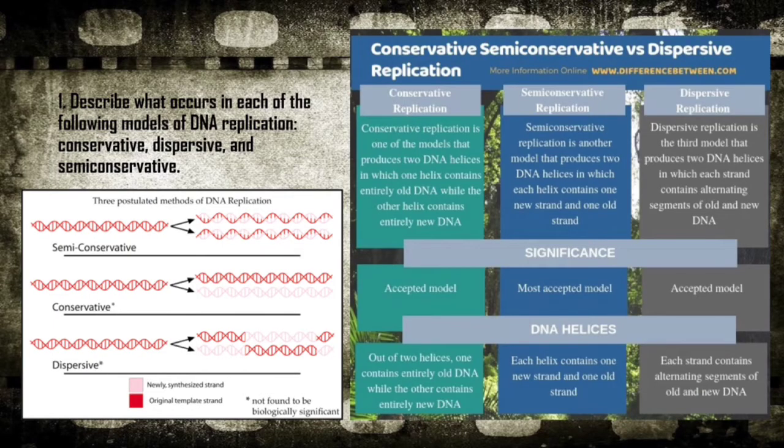For conservative replication, it will produce 2 DNA helices, one with old DNA and one with new DNA. For dispersive replication, it will produce 2 DNA helices which contain alternating segments of old and new DNA. For semi-conservative replication, it produces 2 DNA helices, each of which contains one new strand and one old strand.